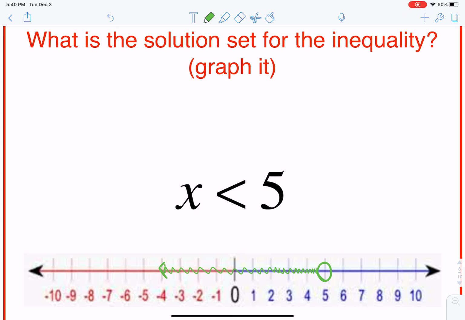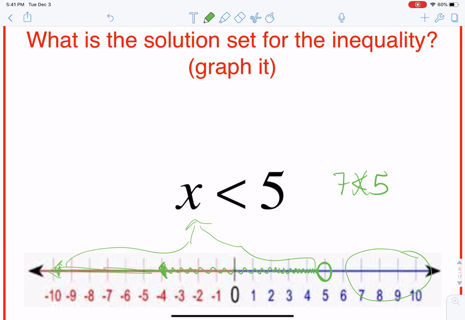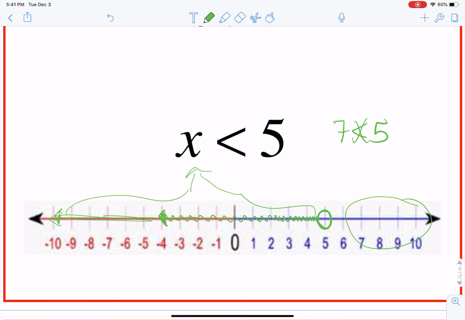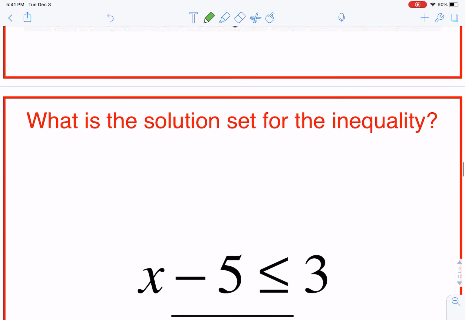So this is the solution set graphed, where my x values are less than 5. Any number over here that I could plug in for this x would make this inequality true. If I plugged in anything up here, it would make it false. For example, 7 is not less than 5. So that's a little bit about graphing these inequalities.